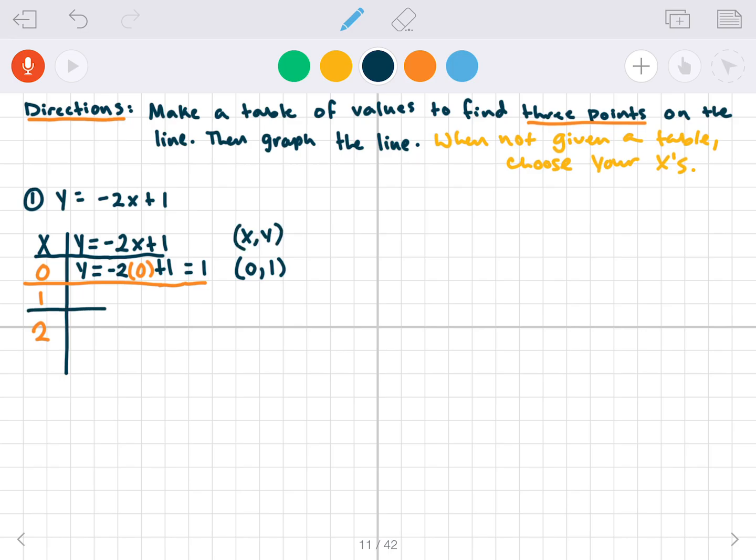Now the second ordered pair, when x is 1, what happens with y? Well, now we need to plug in 1 for x to see what number we get for y. So we have -2 times 1, I'm just replacing x with 1, plus 1. And this is -2 plus 1, which is equal to -1. So when x is 1, y is -1. So that's our second ordered pair.